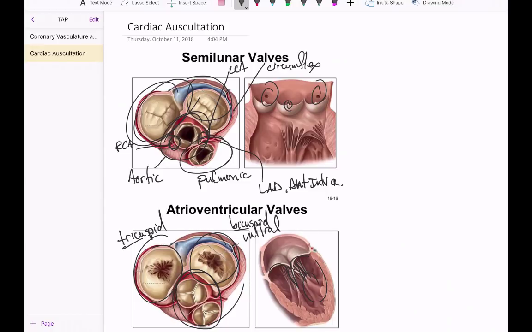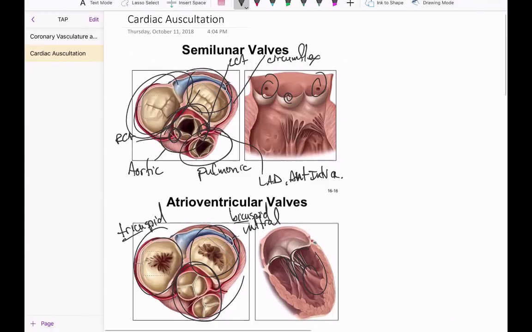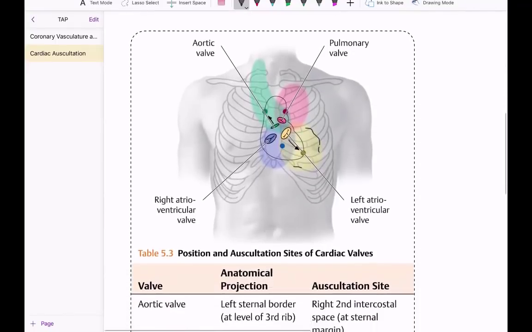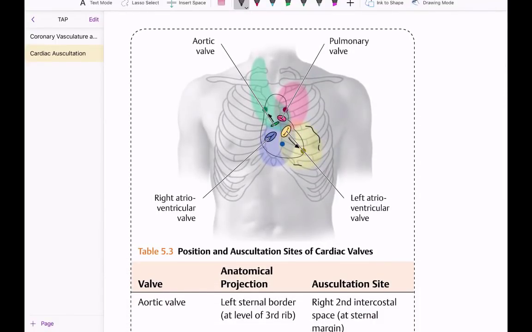So how do we auscultate for that? How do we listen for that? We'll scroll down here. This figure shows very nicely, also from TIMA, the places where you would auscultate the valves. And what we're trying to do here is take advantage of a physics principle called the Doppler Effect.